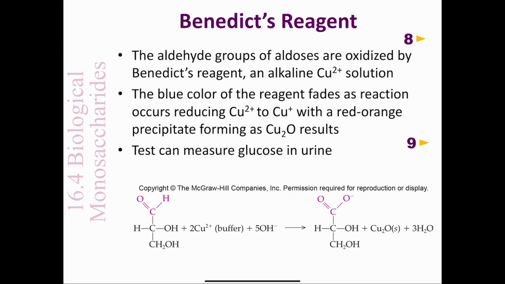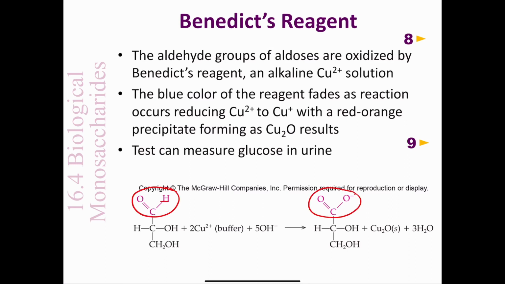The aldehyde group of aldoses is readily oxidized by the Benedict's reagent. Recall that the Benedict's reagent is a basic buffer solution that contains copper-2 ions. The copper-2 ions are reduced to copper-1 ions, which, in basic solution, precipitate as brick red copper-1 oxide. The aldehyde group of the aldose is oxidized to a carboxylic acid, which undergoes an acid-base reaction to produce a carboxylate anion. And you can see here that the aldehyde is being oxidized to the carboxylate.